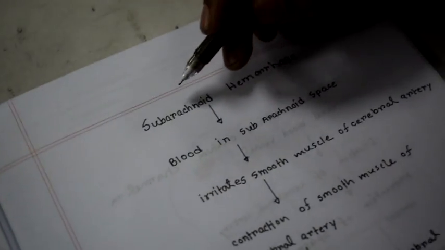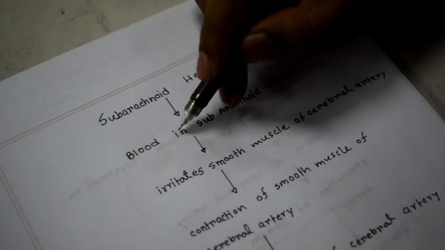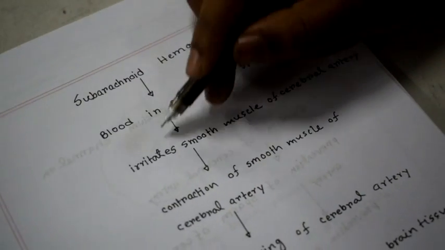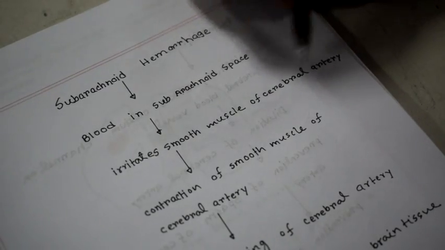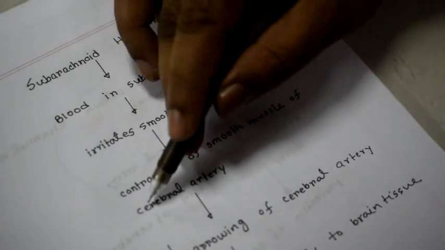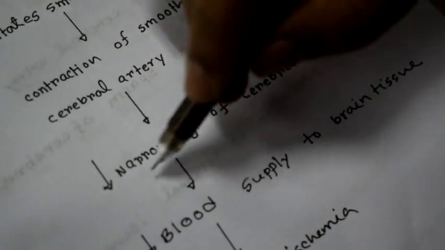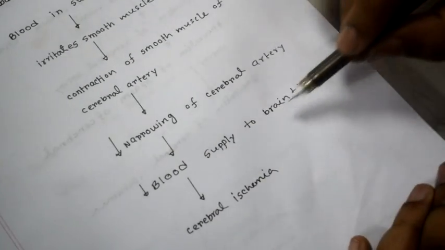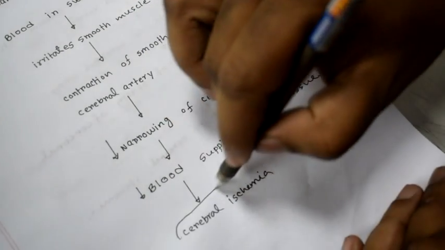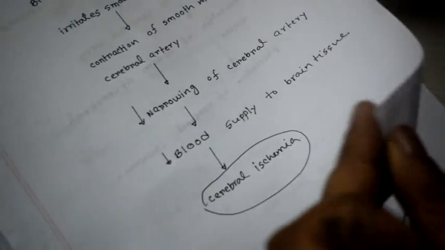So we can tell that in subarachnoid hemorrhage there is blood in the subarachnoid space. This blood irritates smooth muscle of cerebral artery, and there is contraction of smooth muscle of cerebral artery, and contraction of the smooth muscle of cerebral artery leads to narrowing of cerebral artery. When cerebral artery is narrowed, there is decreased blood supply to the brain tissue, and brain suffers from ischemia, and this is very dangerous.